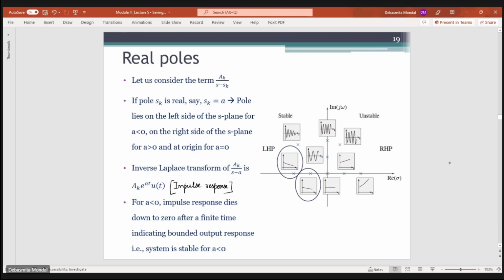Now if you plot this impulse response, you will see that if the value of a is less than 0, the exponential term will be a negative exponential, e to the power minus at into u(t). With a negative exponential, the impulse response will slowly die down to 0. That means for a bounded input you are getting a bounded output, because the output is gradually going down to 0 as t becomes large.